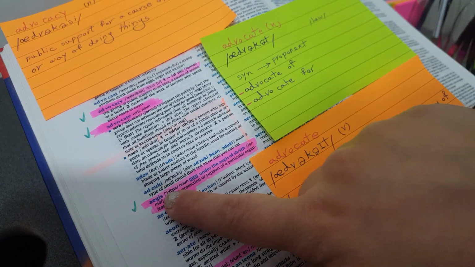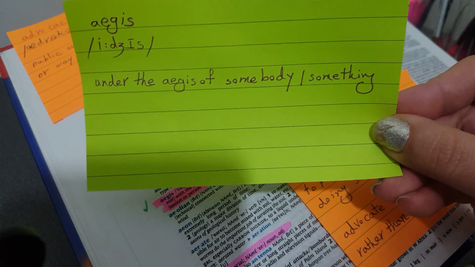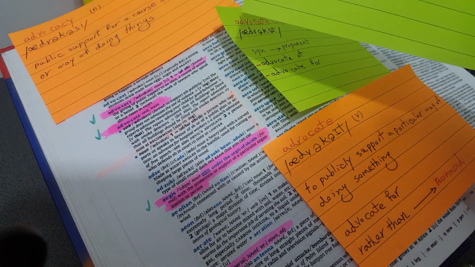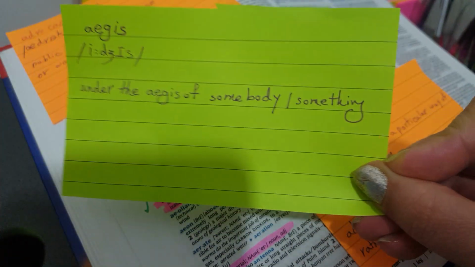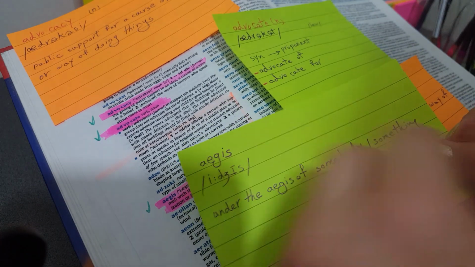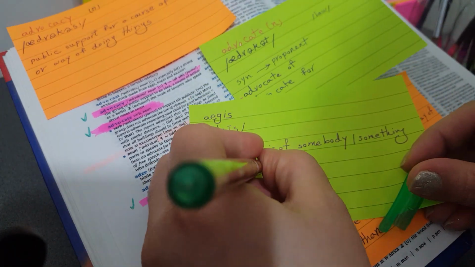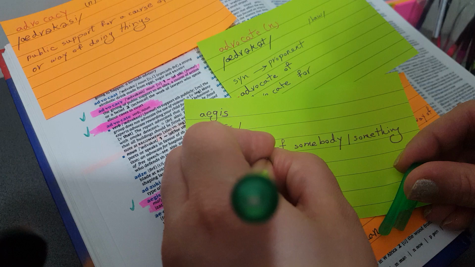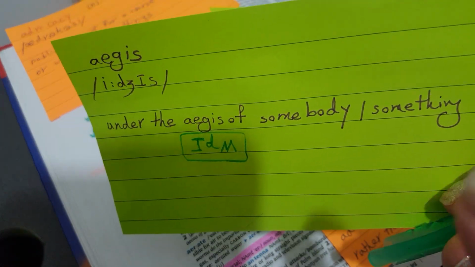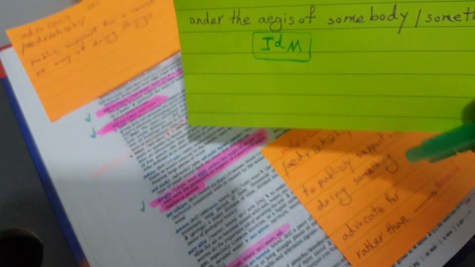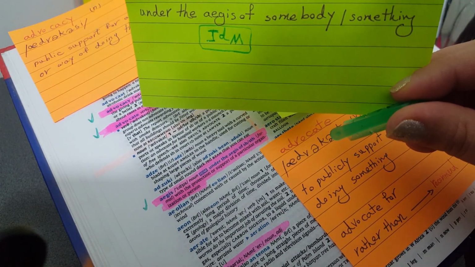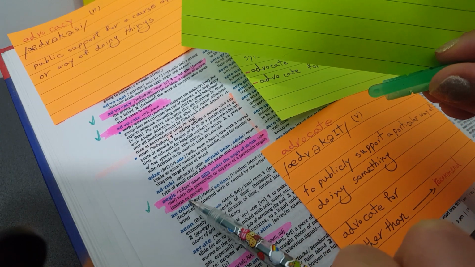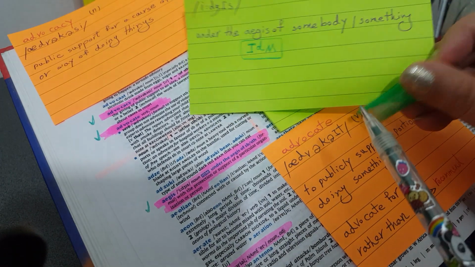Next word, aegis. Under the aegis of somebody or something. Idiom: under the aegis of somebody or something. For example, with the protection or support of a particular organization or person. That's an amazing word, Oxford. I love it.